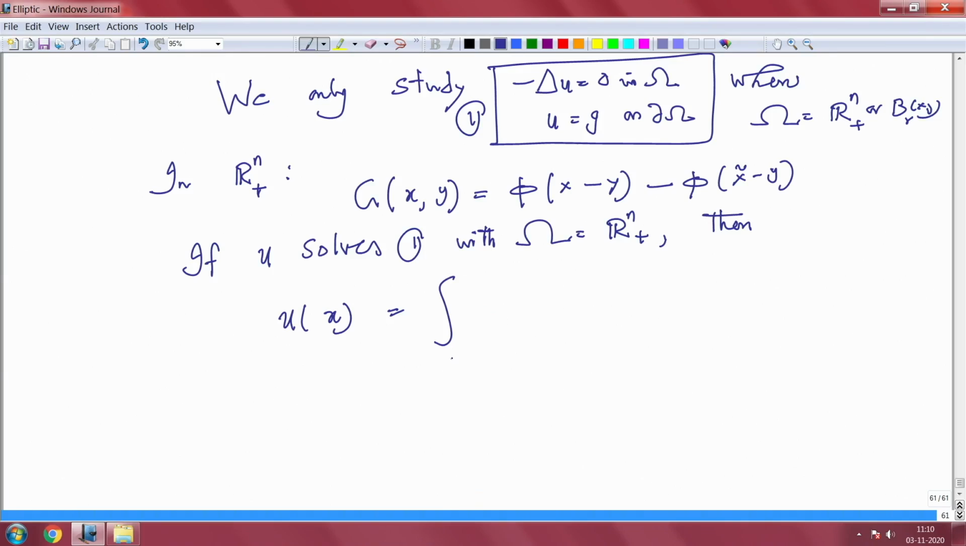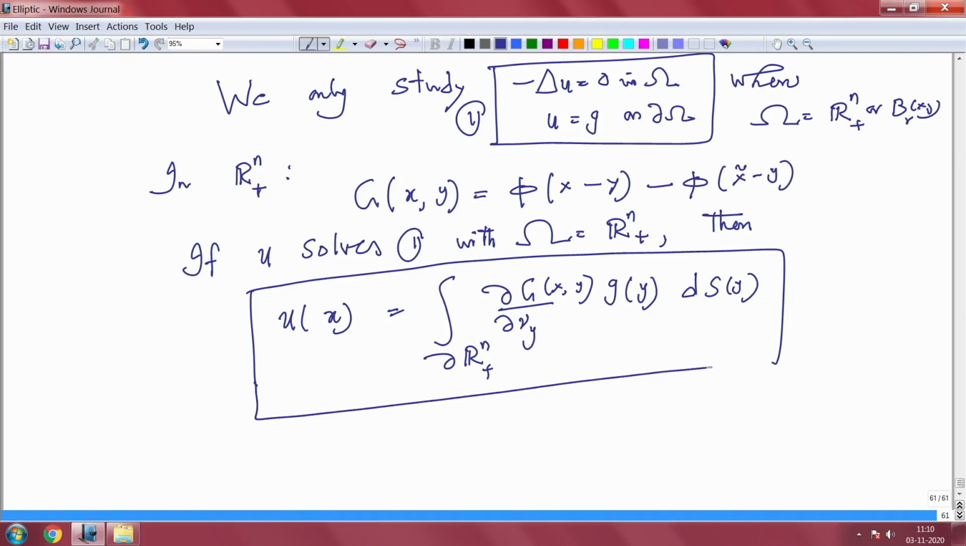The other term is the integral over the boundary of R^n plus of dG by d nu y times g(y) dS_y. Now you know how to compute d nu, because both are derivatives of phi; the only thing is you have to take the normal correctly. I leave that as an exercise, which we keep on doing: compute dG by d nu y.